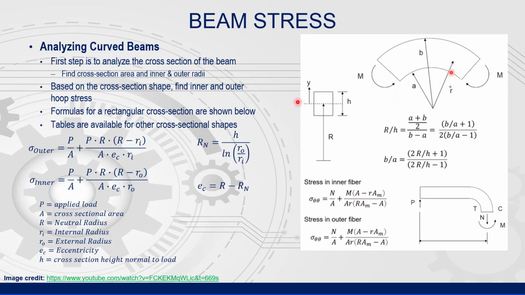Shown here is an example using a square cross-section hook. Using the formulas provided, you can calculate the inner and outer hoop stresses on the hook. Use whichever one is higher to define your factor of safety. In this course, you will not be asked to analyze any curved beams using these methods.